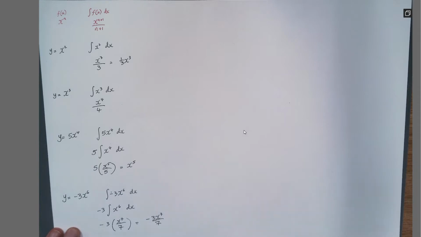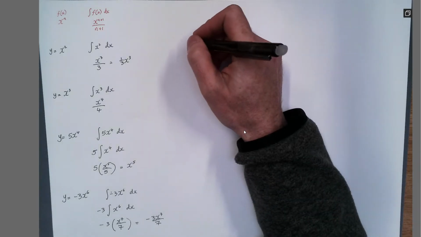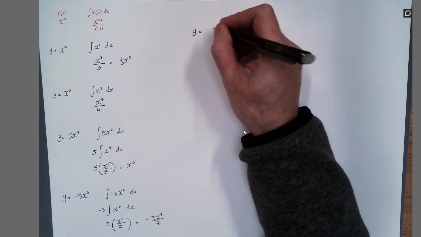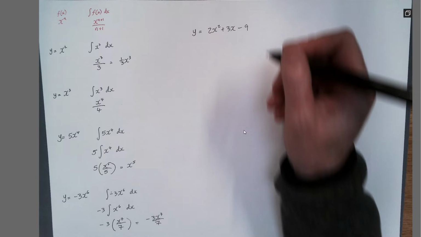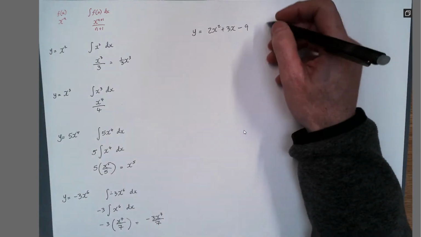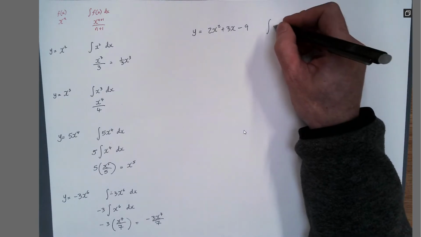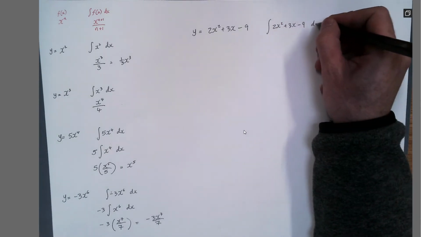Right. Now, how can we use this? We use these formulas for the equation: y equals x squared plus 3x minus 9, and we want to integrate it. So we want the integration of x squared plus 3x minus 9 dx.